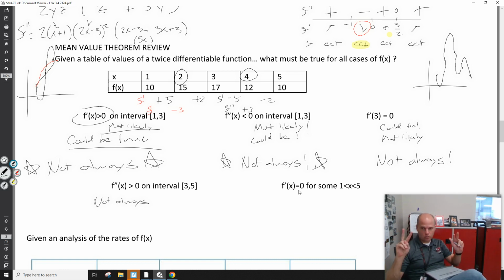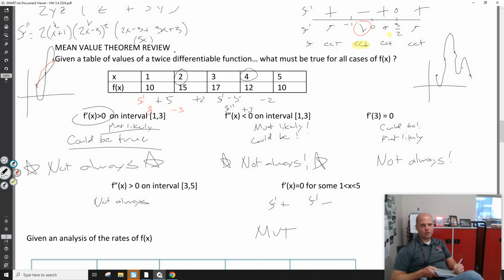Why? 2 reasons why. One reason, you know your function goes from increasing to decreasing. You know your derivative is positive because we have to be going up, from 10 to 15 to 17 somewhere. And you know your derivative has to change signs to negative. That's one way. The other way is the mean value theorem.